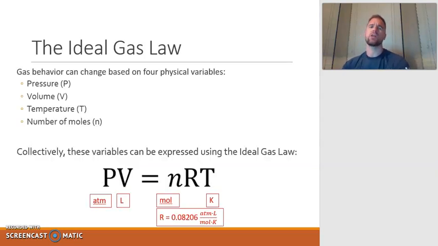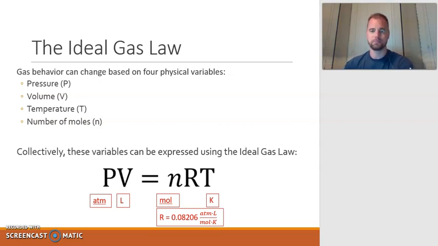So the ideal gas law zeroes in on the 4 behaviors that can really affect how a gas actually behaves. And those 4 physical variables are pressure, volume, temperature, and the number of moles. So think about it. Those are the 4 things that are really going to dictate the behavior of a gas. And so collectively, these variables can be expressed using the ideal gas law, which is PV equals nRT.